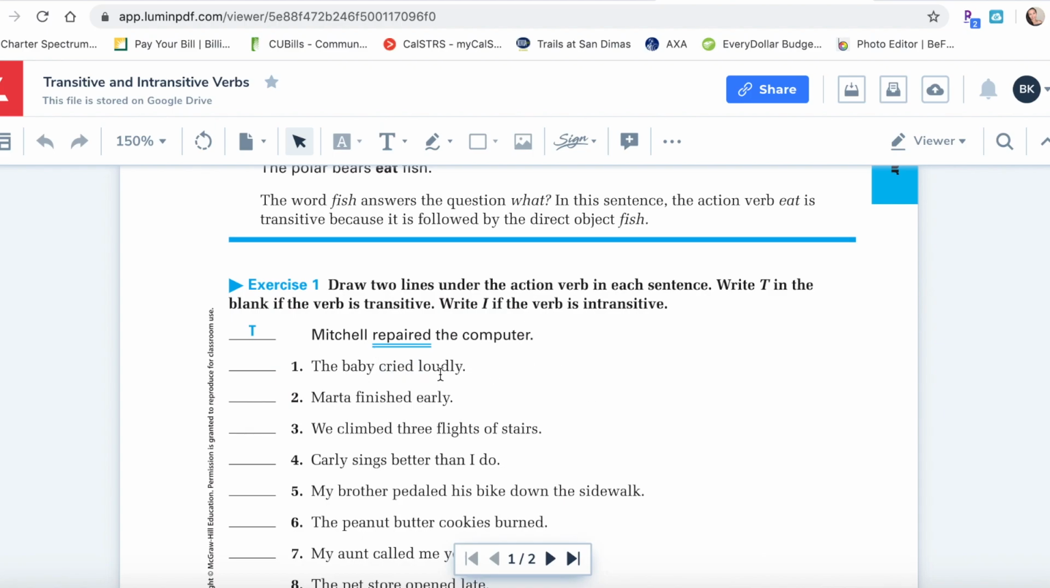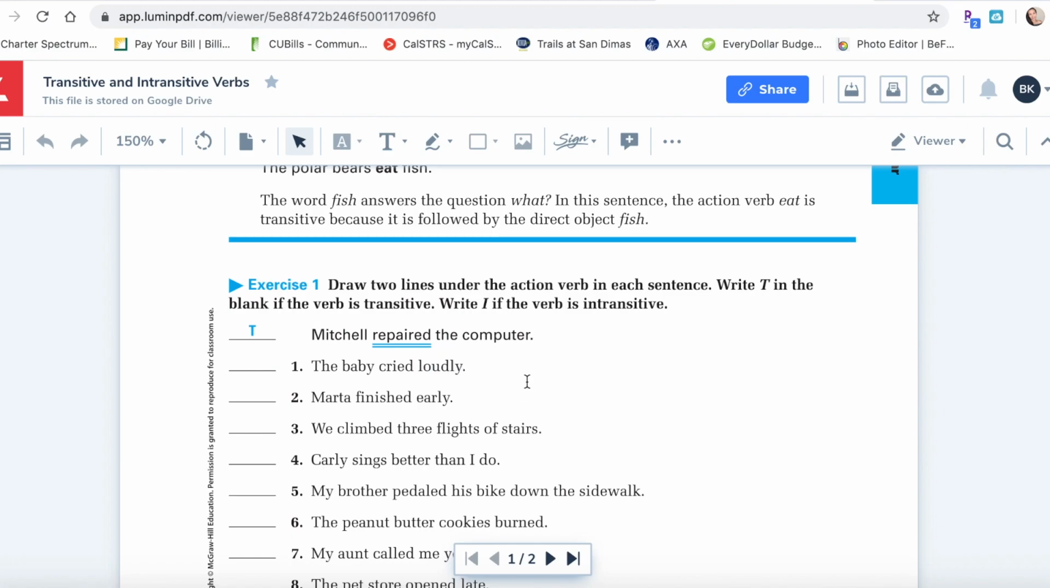Now, ask yourself this question. Now actually answer it, okay? Answer it out loud or answer it in your head. Did the baby cry the word loudly? Or is this describing how the baby cried? Go ahead and answer it.